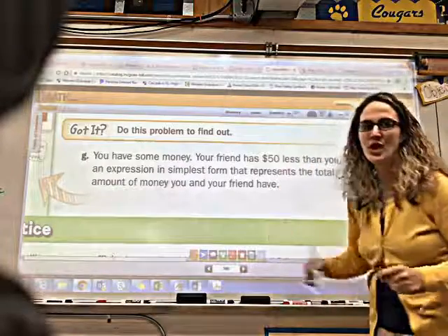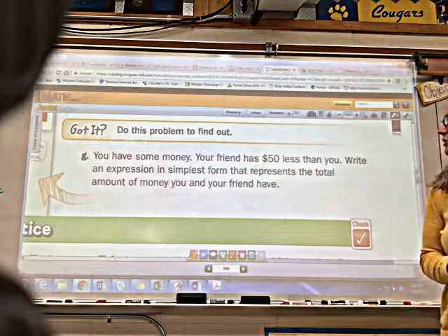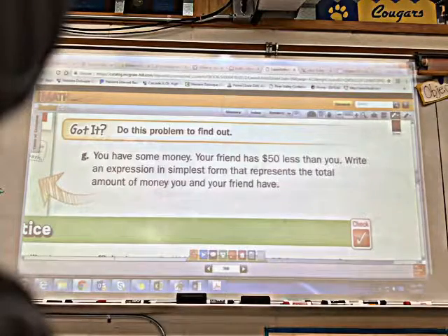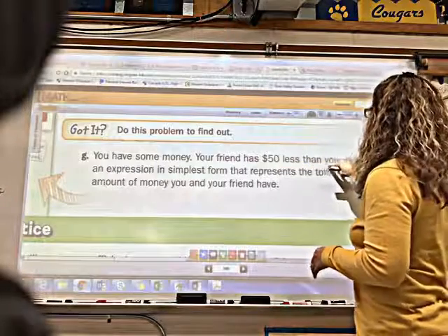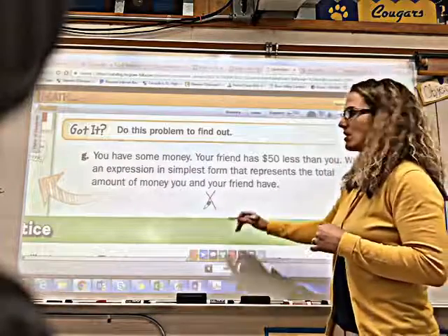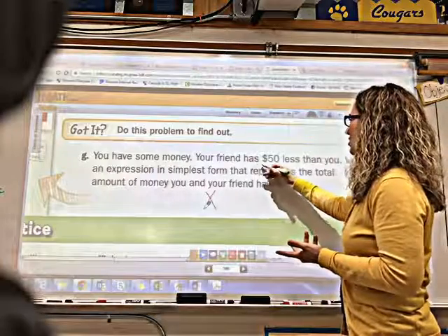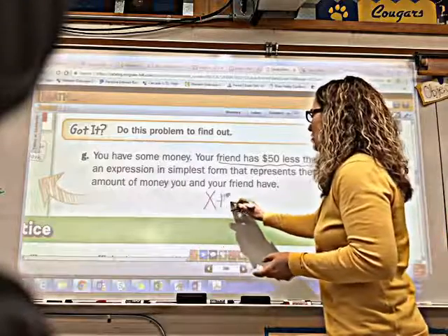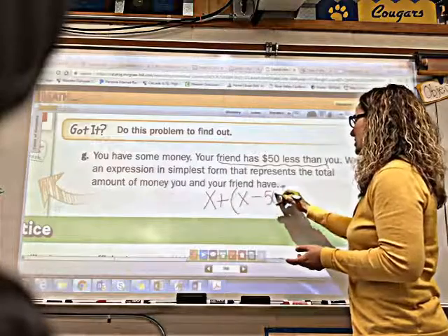Okay? Again, if you're taking a look at letter G, as we're working through this, we are supposed to write an expression in simplest form that's representing our total amount of money you and your friend have. Okay, so you and your friend means you have two people. Your friend has $50 less than you. So you're going to take your money, we'll say your money is x, plus the money your friend has, but the situation is your friend actually has $50 less than you, right?